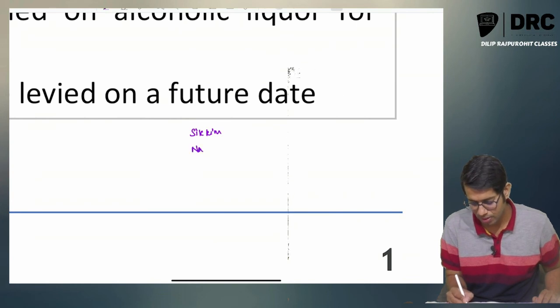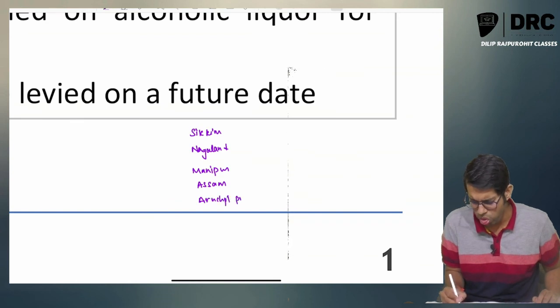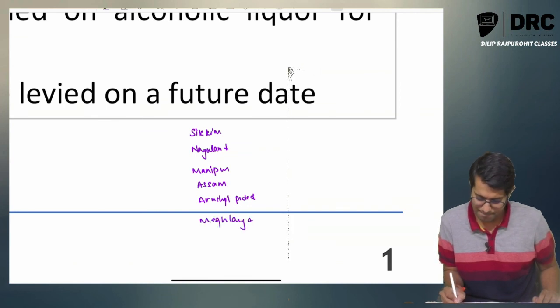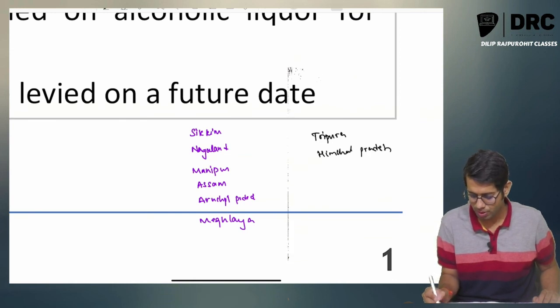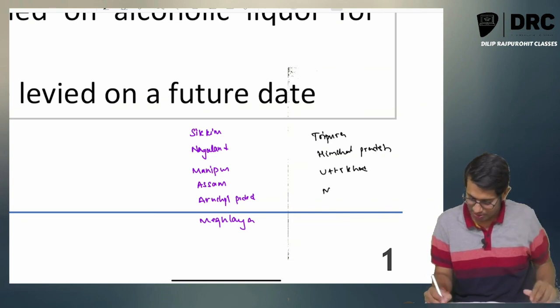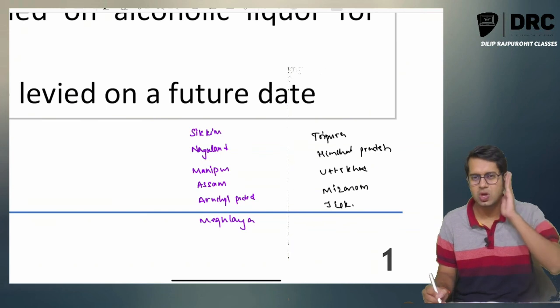Which are these 11 special category states? Sikkim, Nagaland, Manipur, Assam, Arunachal Pradesh, Meghalaya, Tripura, Himachal Pradesh, Uttarakhand, Mizoram, and Jammu and Kashmir.